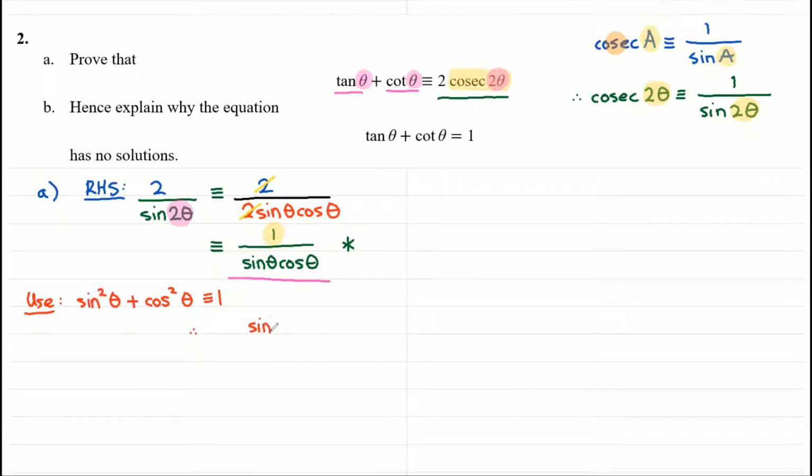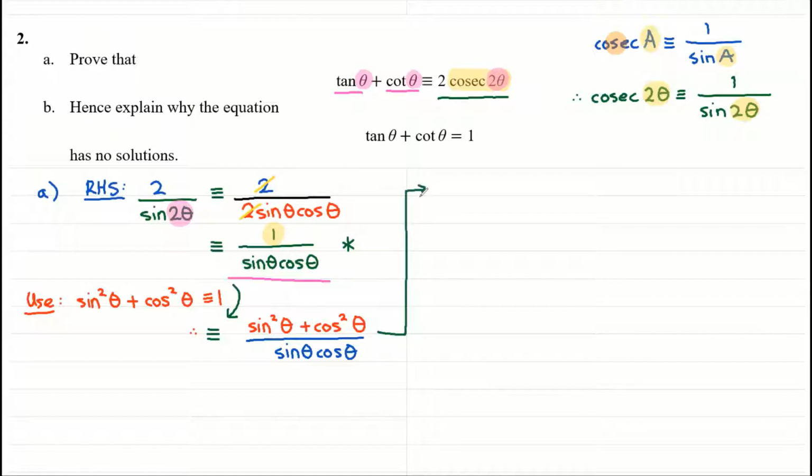sine squared theta plus cos squared theta, and that's going to be over sine theta cos theta. Okay, and I realize I've just put a break on the proof there, so that's just jumping down from that step. What can we do now? Well, we can now split this up into two fractions. So I'm going to do that.